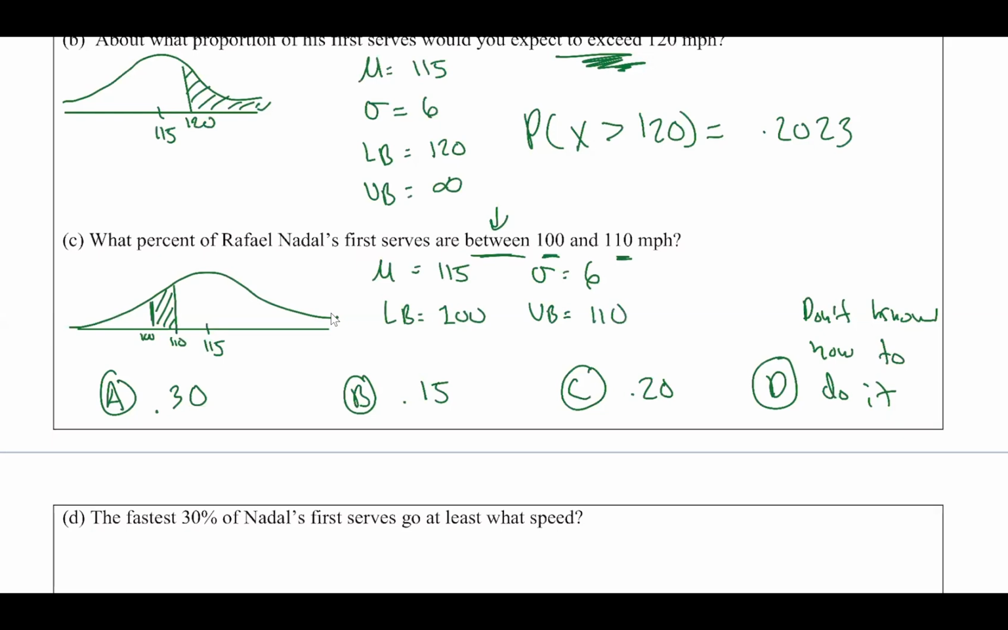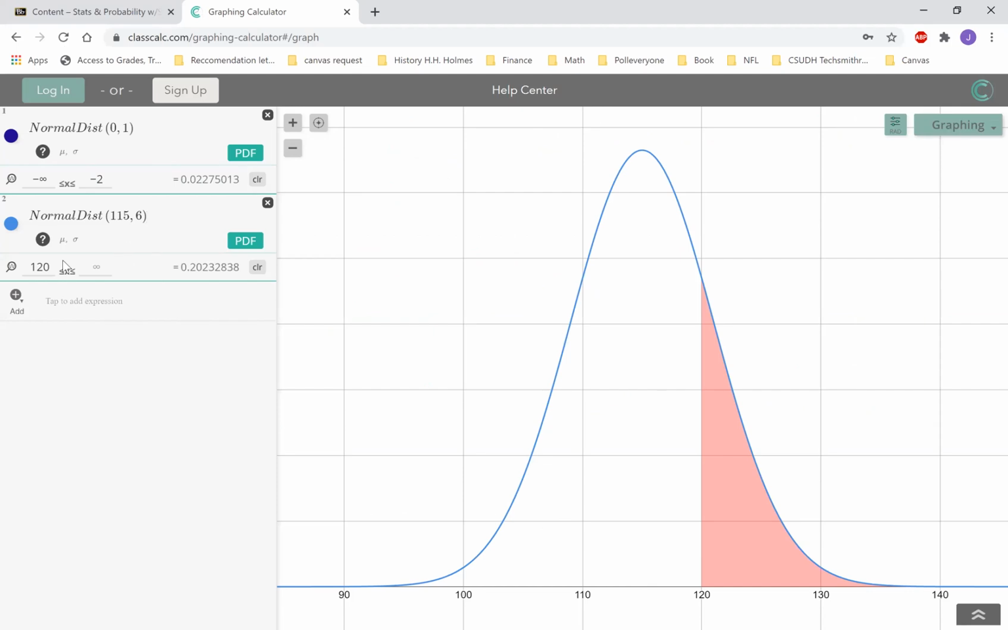All right. And for a test or a quiz, if you use this method, make sure that you give me this so that I at least know what you're doing and how you're entering it into Classcalc. All right, so let's go ahead and enter this into Classcalc. I'm just going to use this one again because we already have the mean and standard deviation of 115 and 6. So let's just change the lower bound.